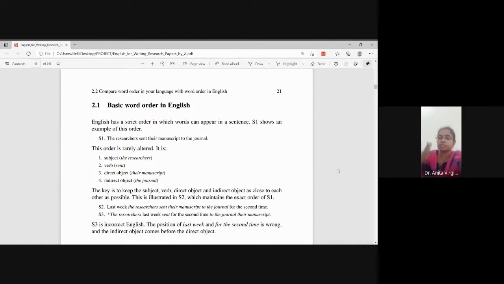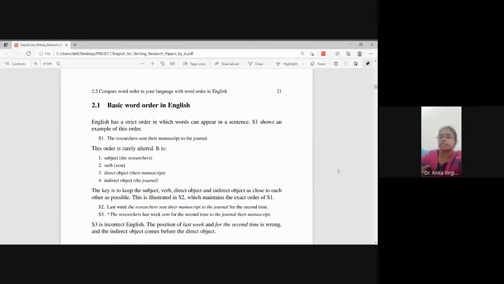Here we can see the subject. The subject is the researchers and the verb is sent. You can see both the direct object and the indirect object used in the same sentence. The first object is the direct object. What did they send? They sent the manuscript. That is the direct object. Where did they send? To the journal. That is the indirect object. The direct object is the one directly connected to the verb, and the second is the indirect object, which is talking about the secondary thing.